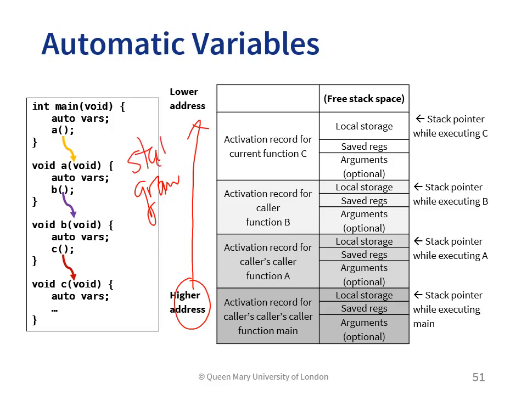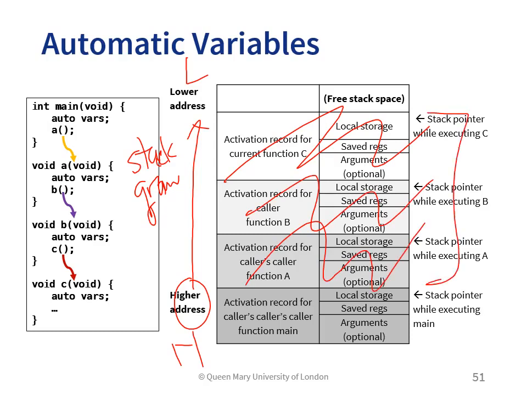Stack grow. So just remember, here is the low address, here is the high address. When the function finishes, we clear the activation record by making SP bigger, bigger, and bigger. So this part of the memory can be reused later on if we call other functions.